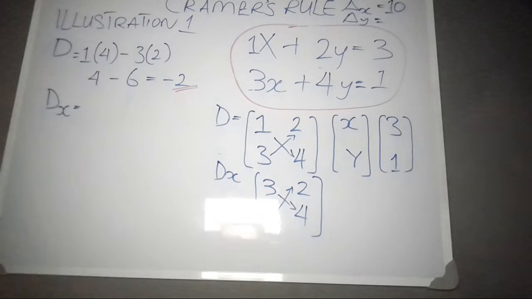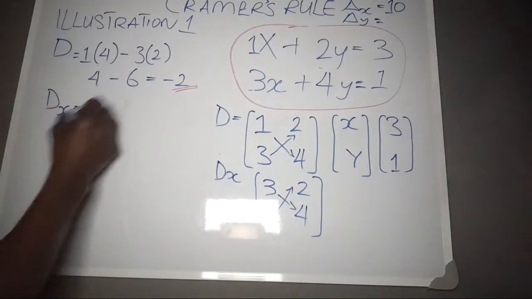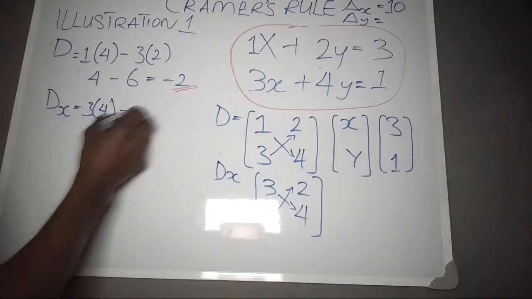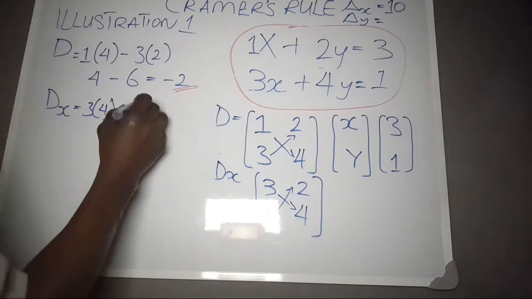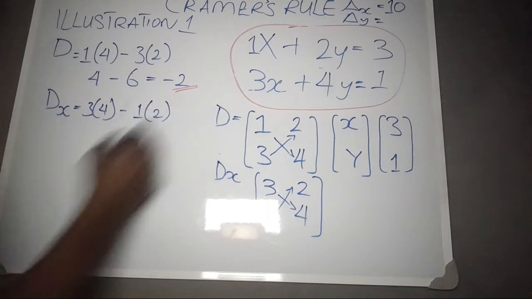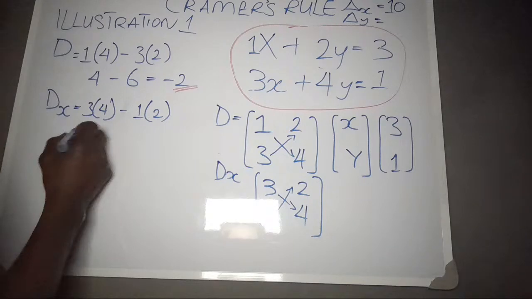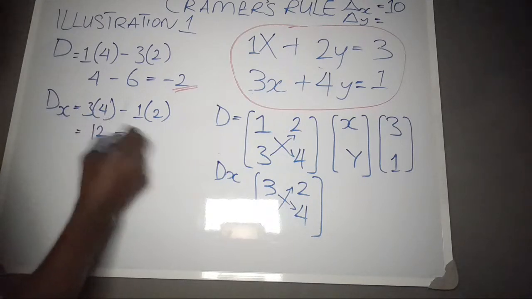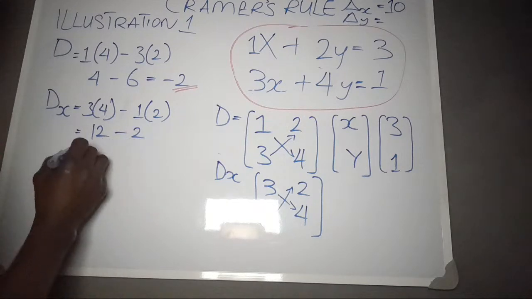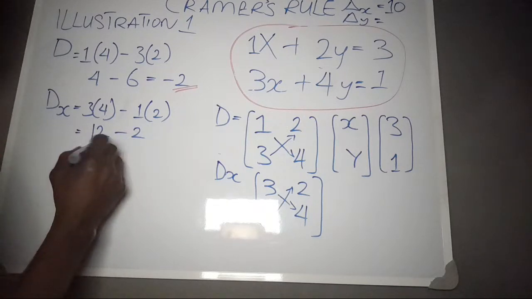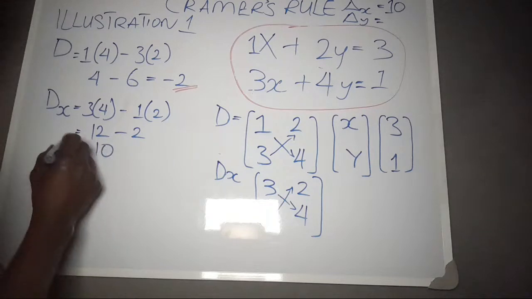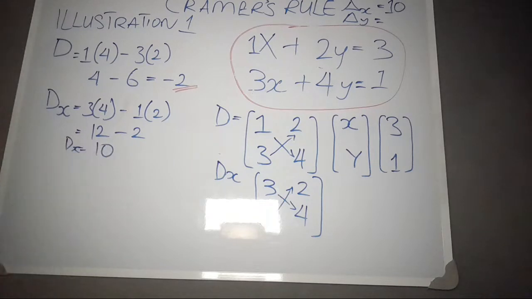So we come here, we then say 3 into 4 minus 1 into 2. That gives us 12 minus 2. So now positive 12, that should be 10. So dx is equal to 10. So we have arrived at our answer for this.